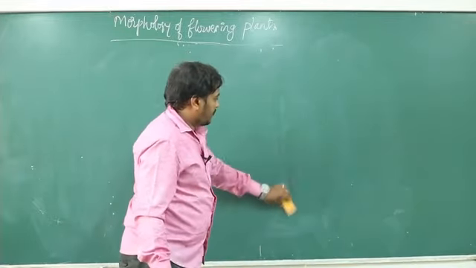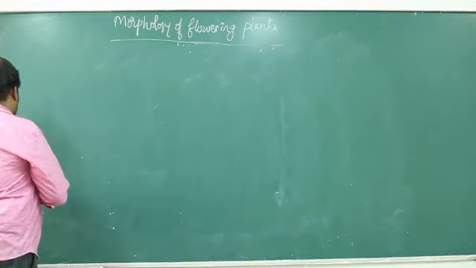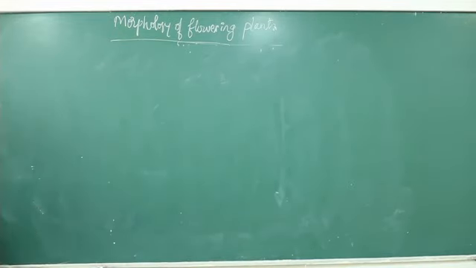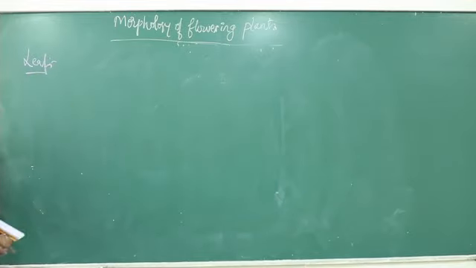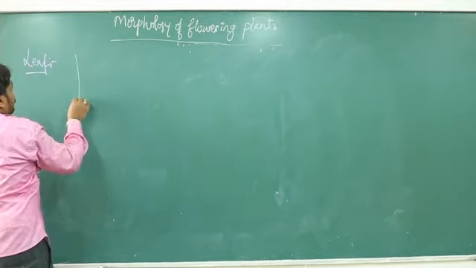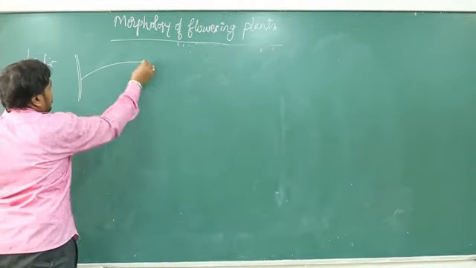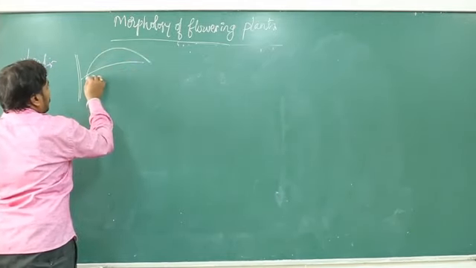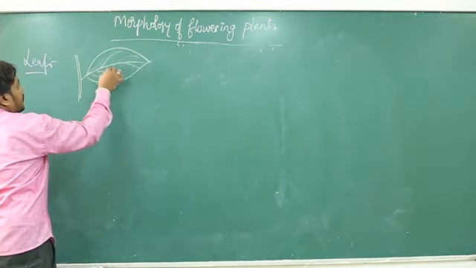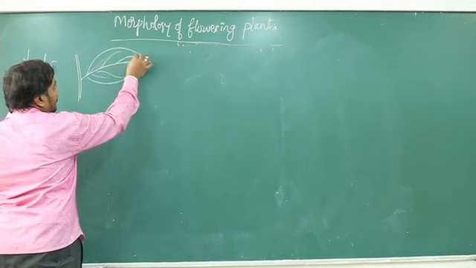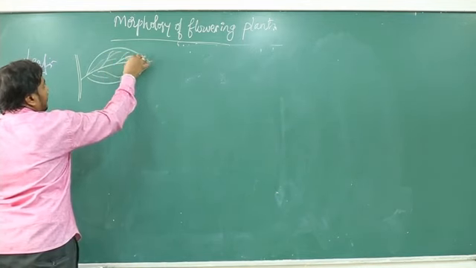So the next part of the plant is the leaf. If you draw the structure of a leaf, it has a midrib and a blade, which is also called the lamina, and veins and veinlets. The midrib, these are veins, and these branches are called veinlets.